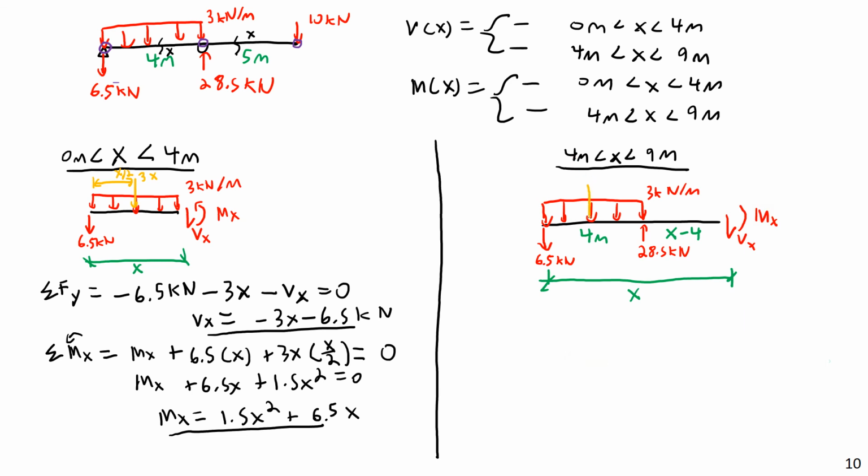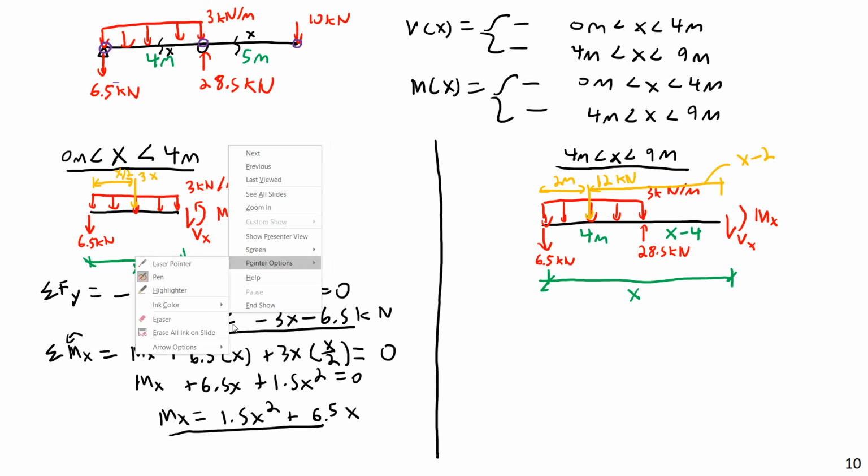Now, this one here, I can just use the total. This is 3 kilonewtons per meter times 4 meters, or 12 kilonewtons. And I know via centroidal distances that this is at the middle of the load, or 2 meters. And the moment arm for this equivalent point load to that point there is going to be x minus 2. This is going to be x minus 4, and this is going to be x minus 2, and we'll use that when we're doing moment calculations.